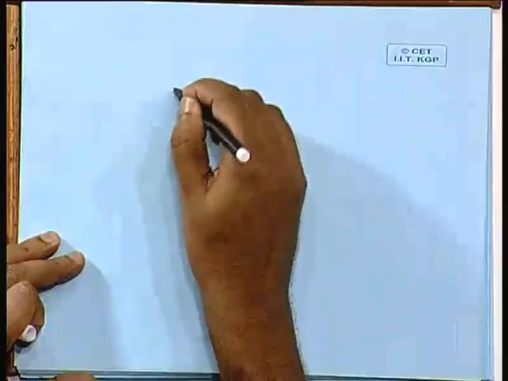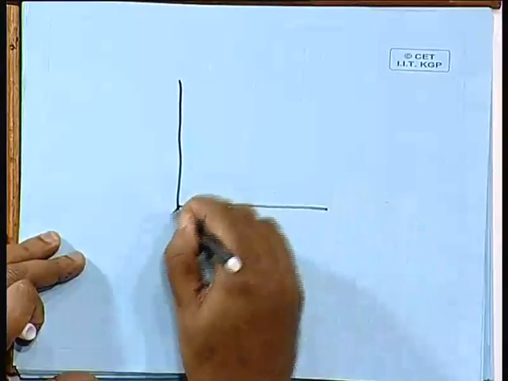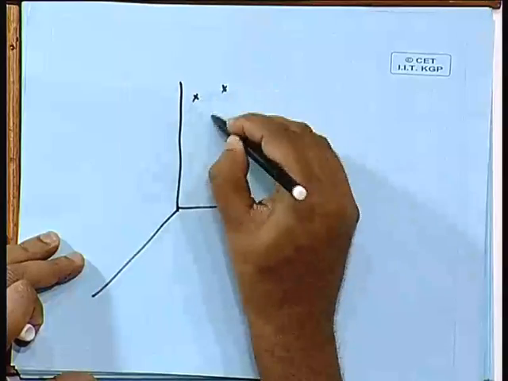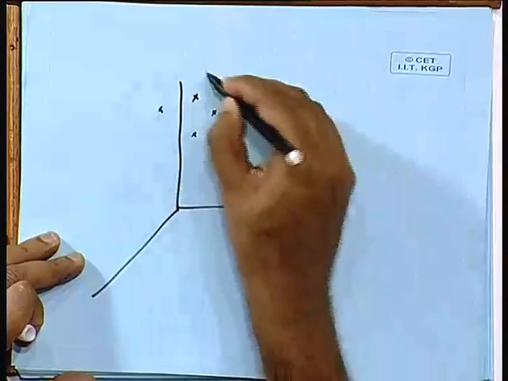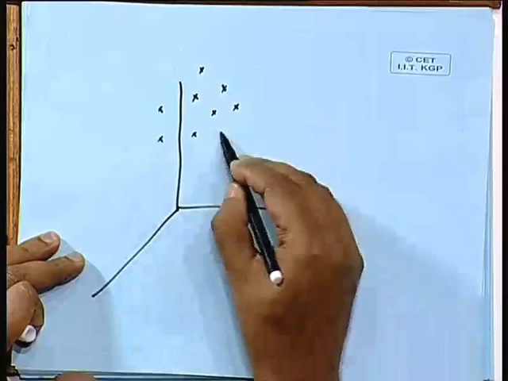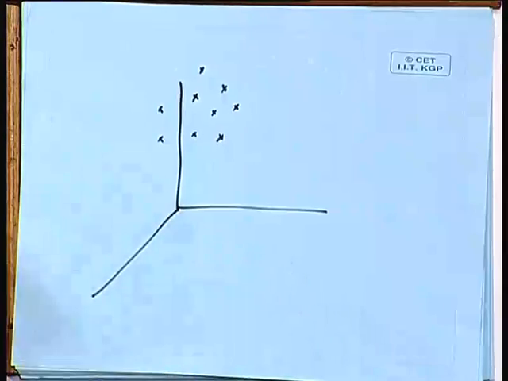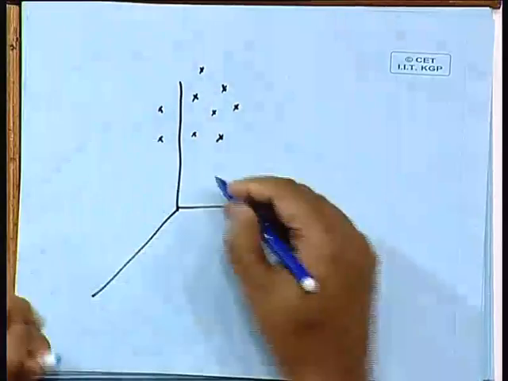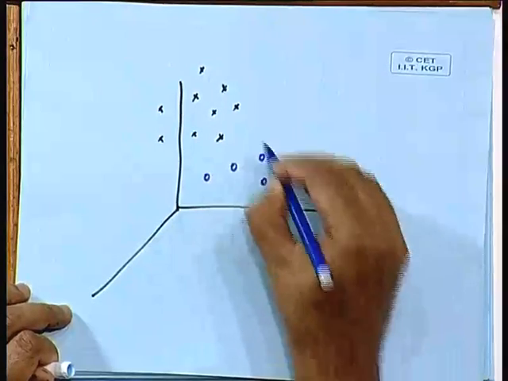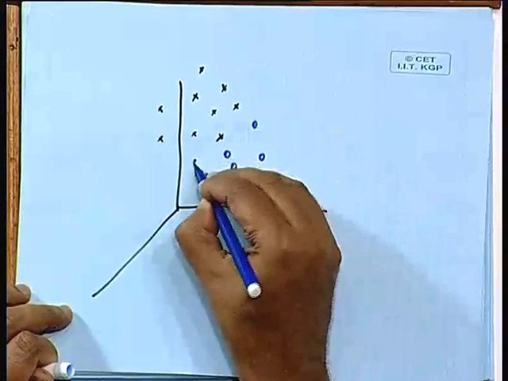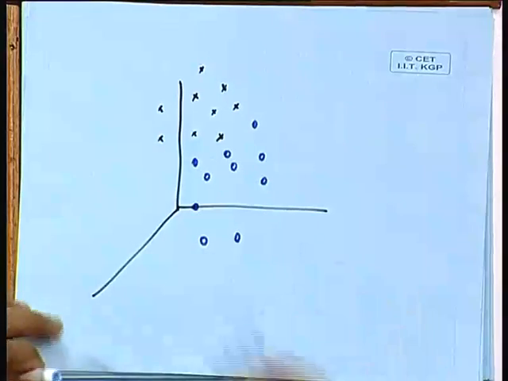Now, the question is, if the pattern is not linearly separable, and you have a space like this. It is very difficult to draw a multidimensional space, but let us say that here we have pattern class 1 somewhere, and let us say we have another pattern class 2, which are like this, in a multidimensional space.